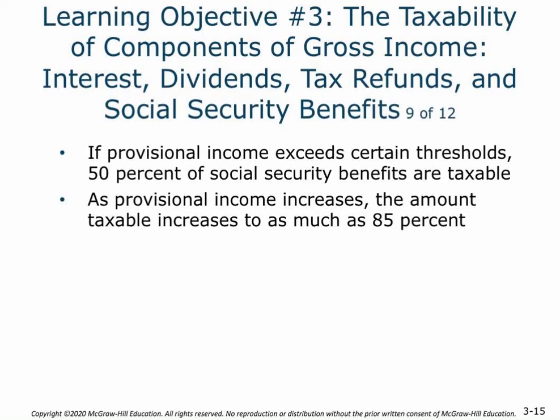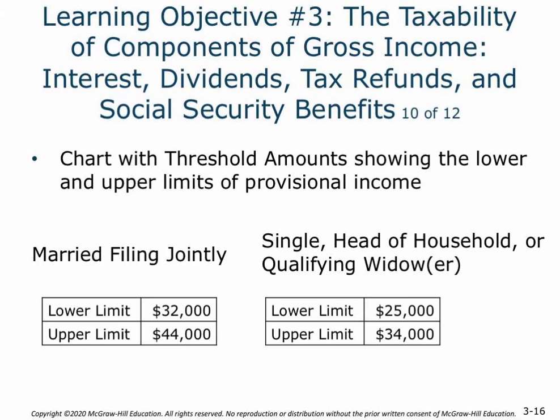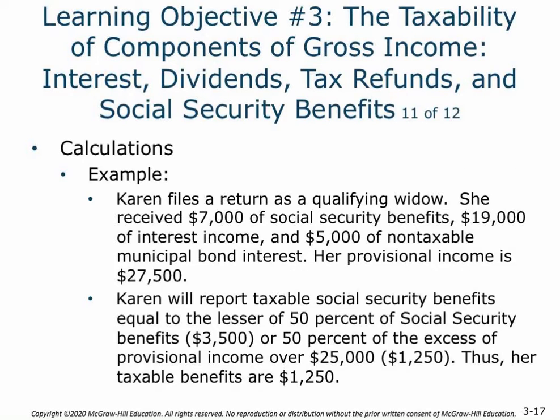If you meet a certain threshold, 50%, and then up to 85% could be taxable. And here are those thresholds. For the lower amount, married filing jointly, it's going to be $32,000 with an upper amount of $44,000. And then for single, head of household, or qualifying widower filings, the lower amount is going to be $25,000 and the upper amount is going to be $34,000. So let's take a look at some examples to see this.